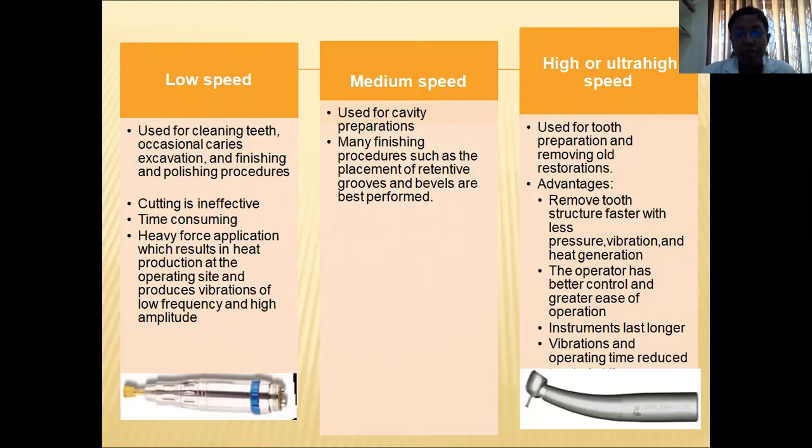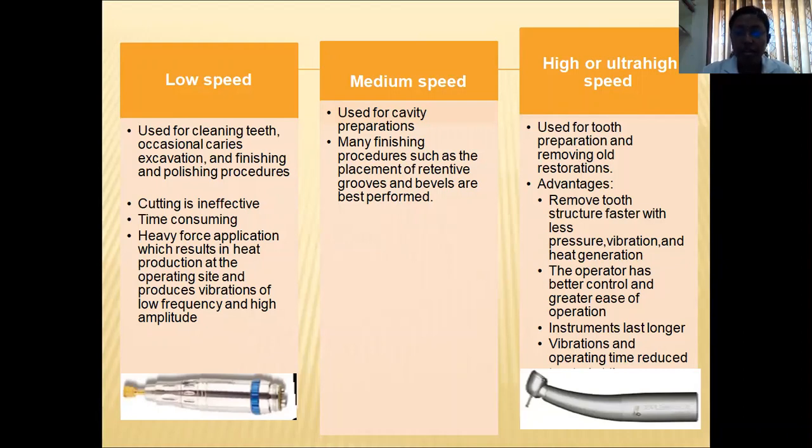The medium speed handpieces can be used for cavity preparation, for finishing and polishing procedures, and for placement of retentive grooves and bevels. Whereas the high or ultra high speed handpieces are the ones which are commonly used in day-to-day clinical practice, mainly for tooth preparations and removal of old restorations.